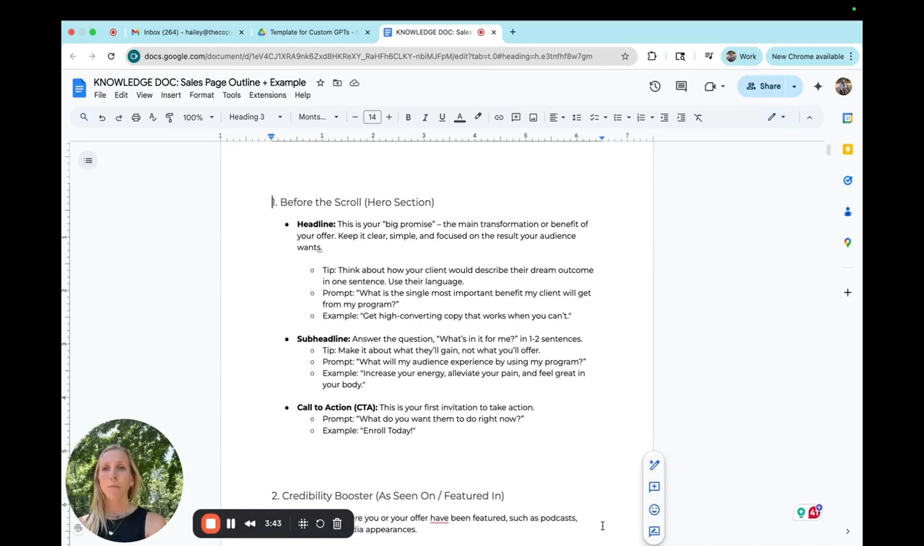Okay, so then your subheadline is going to answer the question, what's in it for me in 1 to 2 sentences. So you're going just a little bit further from the headline. You're going in a little bit further about what's in it for them. What do they get? How are they being led through it? Like we want a full picture of that program from the headline and the subheadline. And that's just in a couple of sentences.